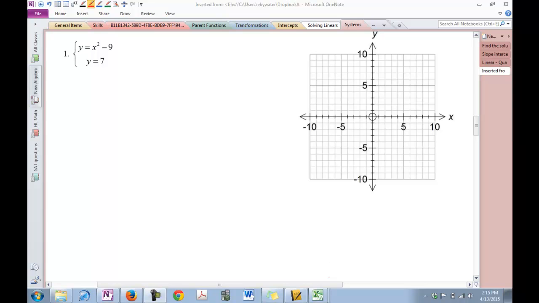Alright guys, today we're going to be solving a system through substitution and through graphing. Now what we're going to do is look at this one that's both a quadratic and a linear. I want you to recognize first and foremost that the process we're going to go through is no different than what you did for linears.